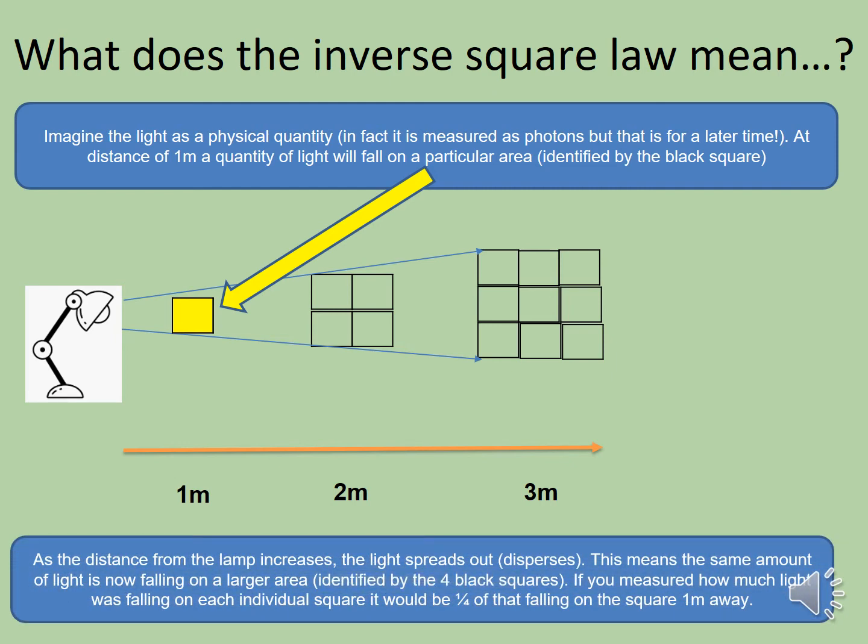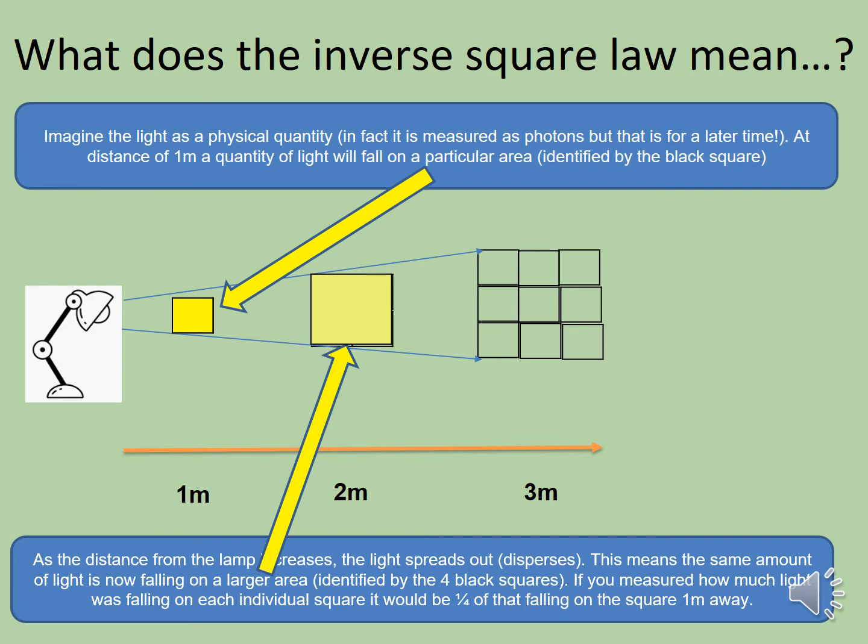So as the distance from the lamp increases, so as we move towards 2 meters, the light's going to spread out. It's going to disperse. As you know from when you shine a torch, if you hold it very close up to a surface, you get a very small circle. As you move away from the surface, the circle will increase in its diameter. So the light is spreading out. So this now means on these 4 squares that the same amount of light that was landing on the single square at 1 meter is now landing over those 4 squares. If you measured how much light this would be, then this would be 1/4 of that is falling on the square that was 1 meter away, because there are now 4 squares that the light is being received by.